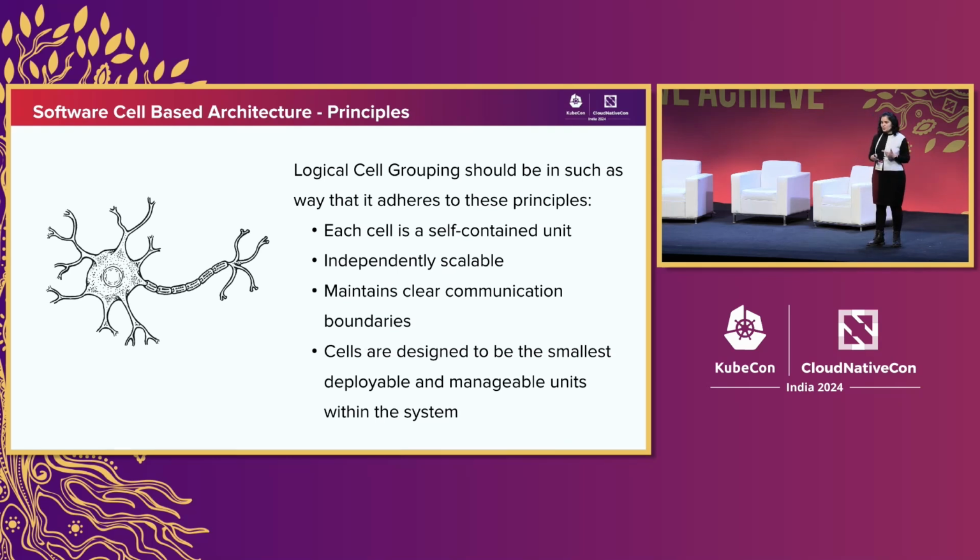Cells are designed to be the smallest deployable and manageable units, because the more and more we have infrastructure as a service, everything as a service, it should be deployable and manageable together. So that's the 4th principle which you should keep in mind.